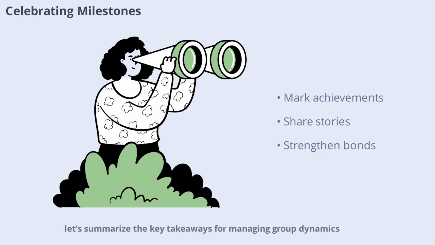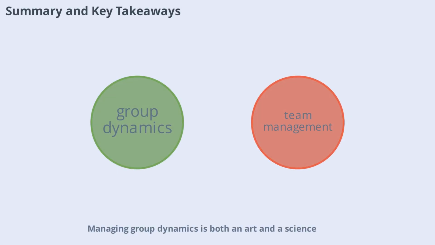Finally, let's summarize the key takeaways for managing group dynamics. Managing group dynamics is both an art and a science. By understanding the stages of group development, recognizing individual roles, and fostering open communication, leaders can create high-performing teams. Emphasizing trust, inclusivity, and continuous learning helps groups overcome challenges and achieve their goals. Remember, every group is unique, and effective management requires flexibility and empathy. With the right strategies, you can unlock your team's full potential and enjoy the rewards of successful collaboration.